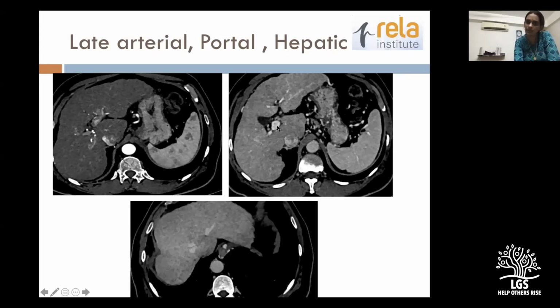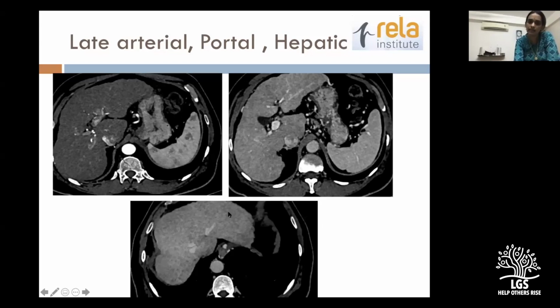In the portal venous phase, there should be good opacification of the portal vein and its intrahepatic branches so that we are able to pick up any thrombus within the portal vein, the splenic vein or the SMV. In the portal phase, the liver parenchyma also begins to enhance, as you can see.